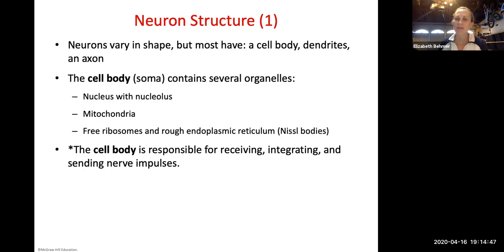Neurons vary in shape, but this is what most of them have. And I think we covered some of this in histology at the beginning of the semester. The cell body is known as the soma. That contains several organelles like the nucleus, mitochondria, and then free ribosomes and rough endoplasmic reticulum. And the cell body is what is responsible for receiving, integrating, and sending nerve impulses. And that's the answer to number 9 in your notes if you're following along. Number 9 asks for what part of the neuron is responsible for receiving, integrating, and sending nerve impulses, and that is the cell body.